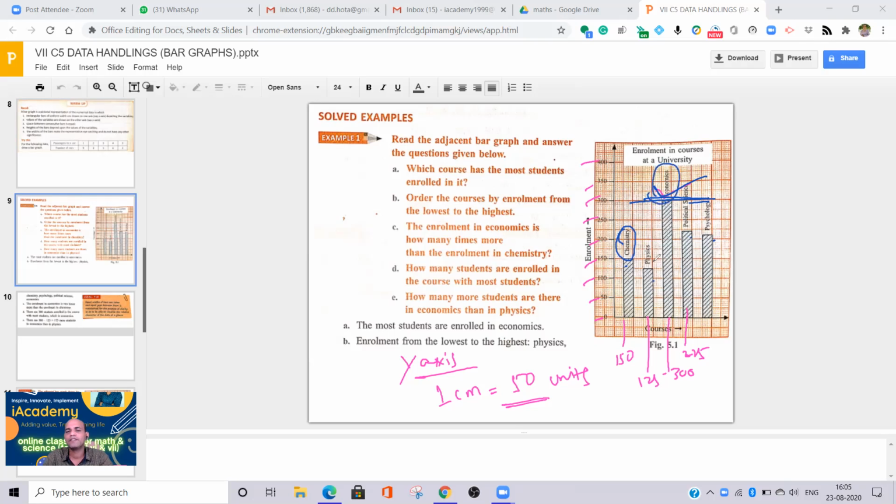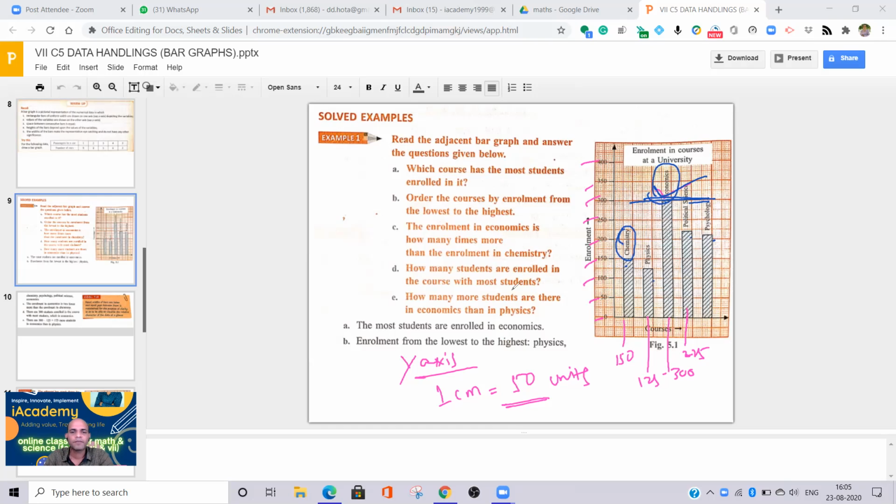How much is this? You see, chemistry is 150 and economics is 300. So ultimately it's double. Yes or no? Yes. How many students are enrolled in the course with most students?